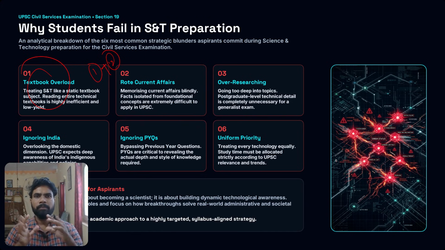Then revise, first time revise, second time revise. At least you have to revise two times before the prelims examination. And come mains, once again you have to revise all the concepts with respect to mains. Then you have to do the answer writing practice. This is the proper way of preparing, not just for the science and technology subject, but for the rest of the subjects also.